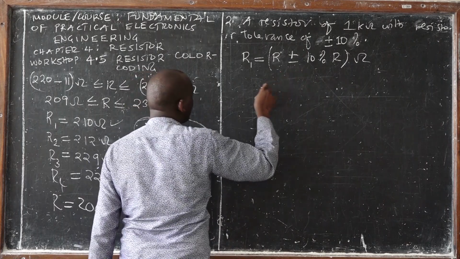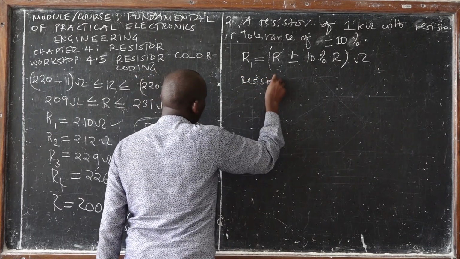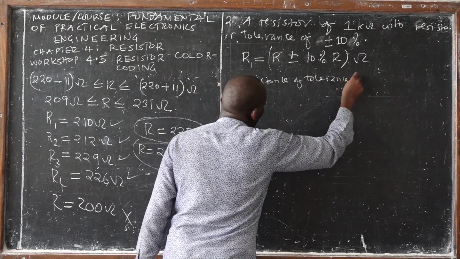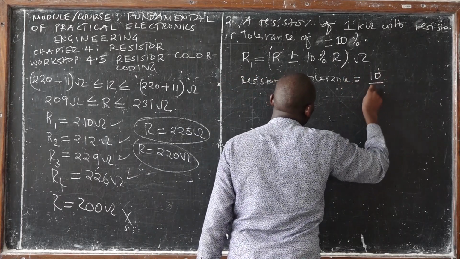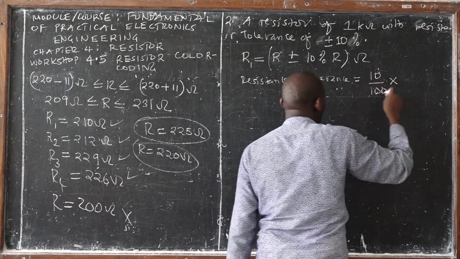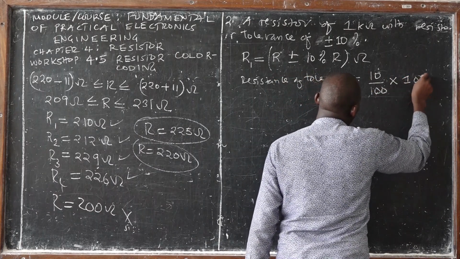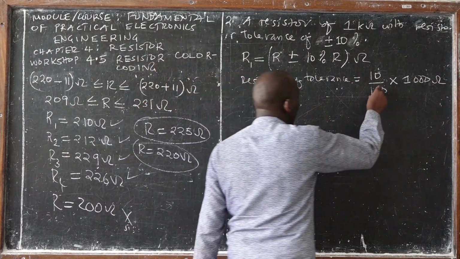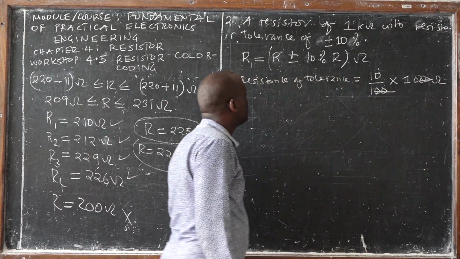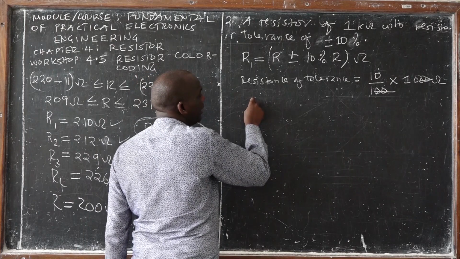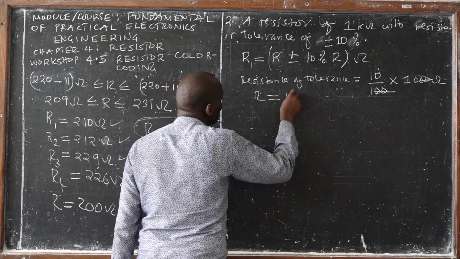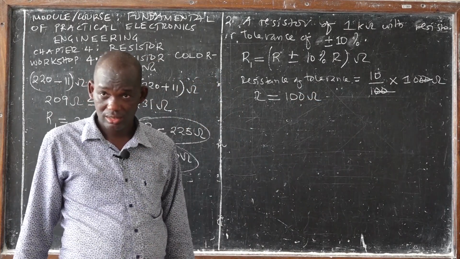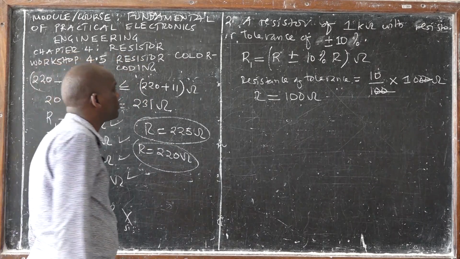So then let us compute the tolerance. The resistance of the tolerance is equal to 10 over 100 times 1 kilo ohm, which is 1,000 ohm. So here we cancel the zeros. What is the tolerance? So the resistance tolerance is what? 100 ohm. Good luck. 100 what? Is that the case?